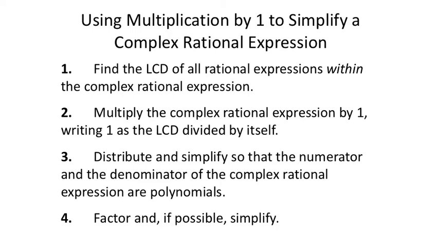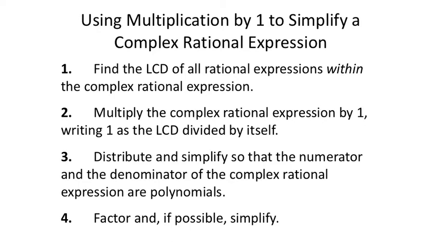So, using a multiplication by 1 to simplify a complex rational expression, find the lowest common denominator. It says lowest common denominator, LCD, of all rational expressions within the complex rational expression. Truthfully though, I guess it's multiplication. So multiply the complex rational expression by 1, writing 1 as the LCD divided by itself. These two steps right here, we've seen. This is just a very nerdy way to say what we have done, okay?